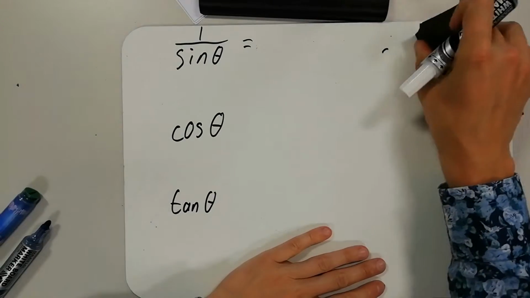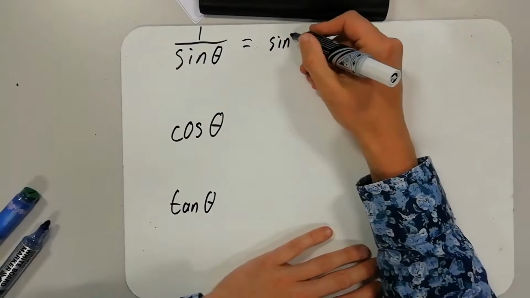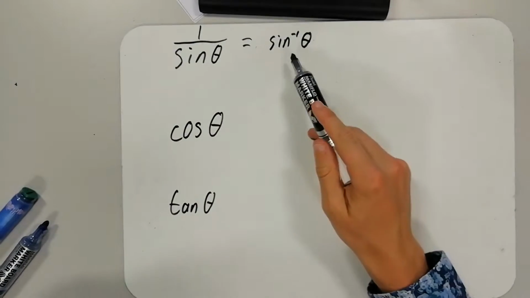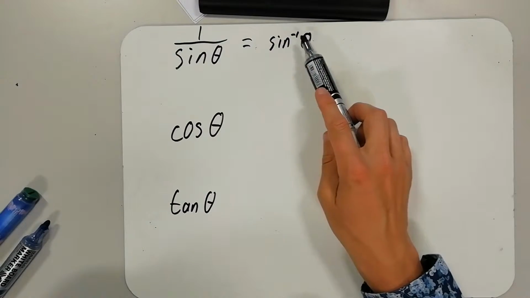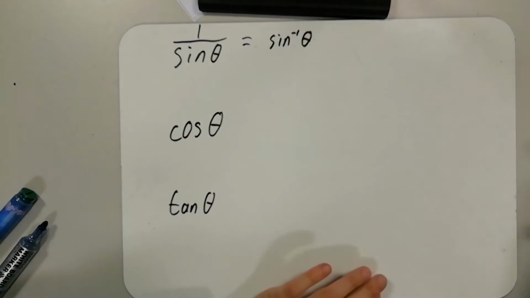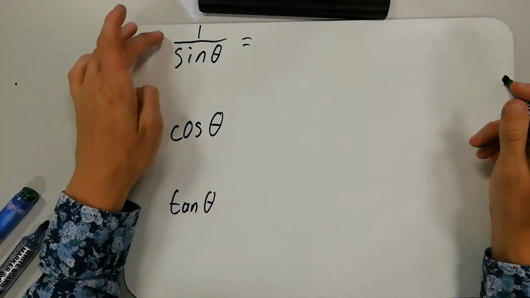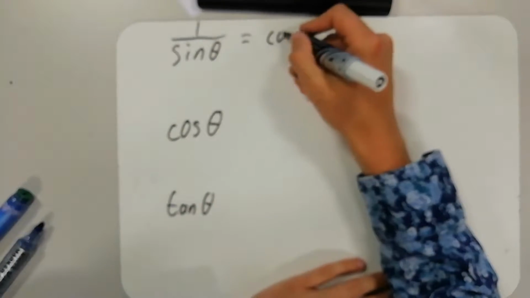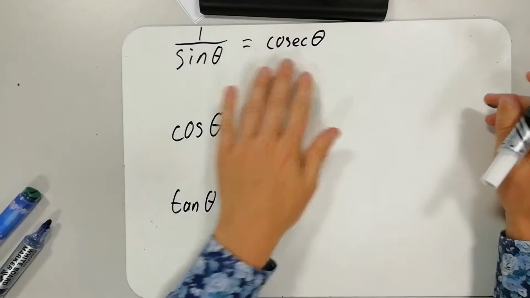However, if I've got 1 over sine, I don't want to be writing sine to the minus 1 theta, to use minus 1 to represent the reciprocal, because we already use minus 1 to mean inverse of sine. So we just invent a new function which means the same as 1 over sine theta, and we call this cosec theta. All it means is 1 over sine.